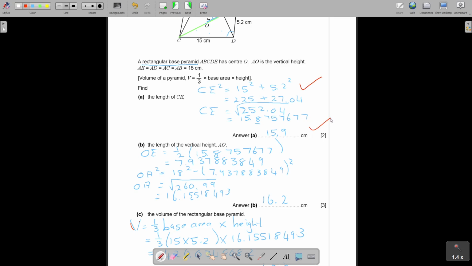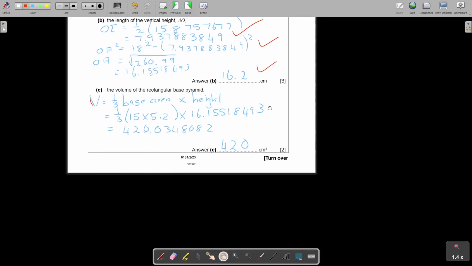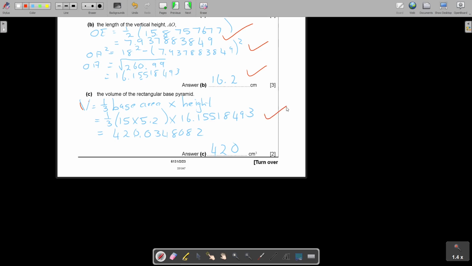For this one, if you get OA, and then Pythagoras theorem, and then the final. And then this one is just counting 2 marks, for the formula and then the final answer. Okay, let's do the next one.